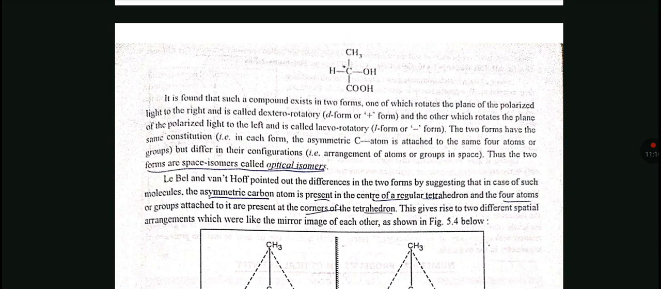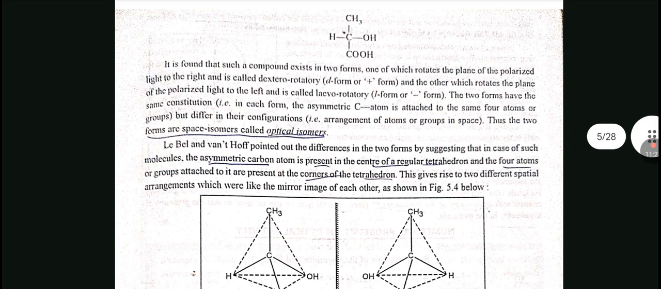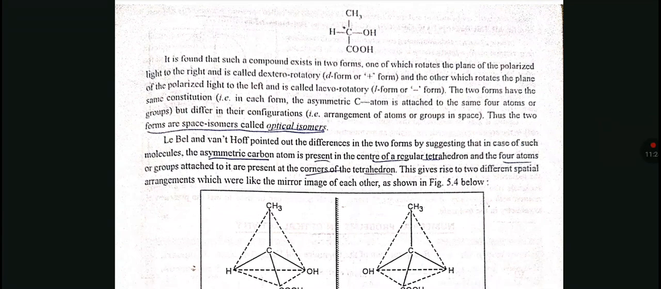The asymmetric carbon atom is attached to the same four atoms or groups but differs in the configuration, that is, the arrangement of atoms or groups in space. Thus the two forms are space isomers called optical isomers. Le Bel and van 't Hoff pointed out the difference between the forms by suggesting that in such molecules, the asymmetric carbon atom is represented by the center of a regular tetrahedron and the four atoms or groups attached to it are presented at the corners of the tetrahedron.